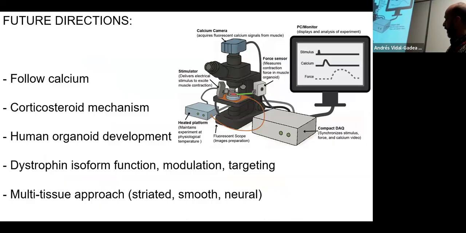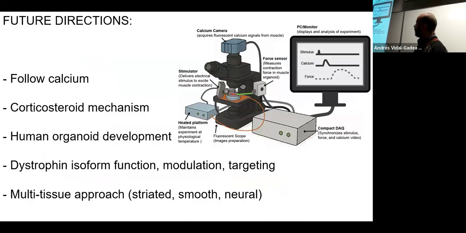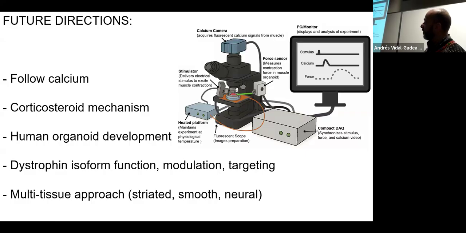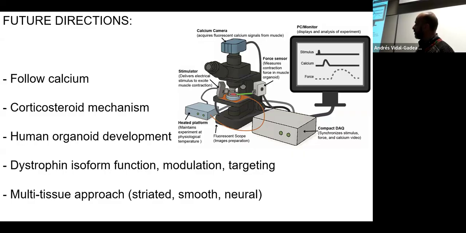We are trying to build a rig to measure the force coming out of these muscles, so that we can not just measure calcium transients, but also force output from the myotubes. We're looking at the corticosteroids to see how they work and whether they can be improved. Continuing to work on the different tissues and different isoforms, all right?